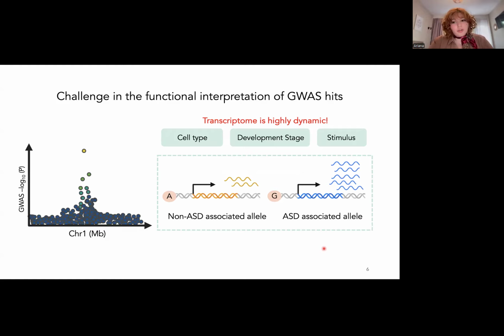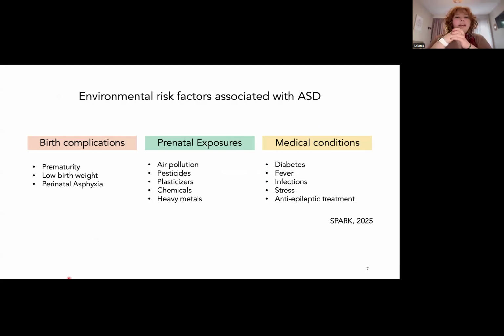But with so many possible exposures, where do you even begin? Fortunately, decades of epidemiological work have already given us strong candidates, and studies have identified a range of environmental risk factors associated with autism, including birth complications, prenatal exposures like air pollution, pesticides, plasticizers, or even medical conditions like diabetes, fever, and infections. Among all of these, the most replicated single compound environmental risk factor is valproic acid, which is an anti-epileptic drug. So I'll be focusing on this today.